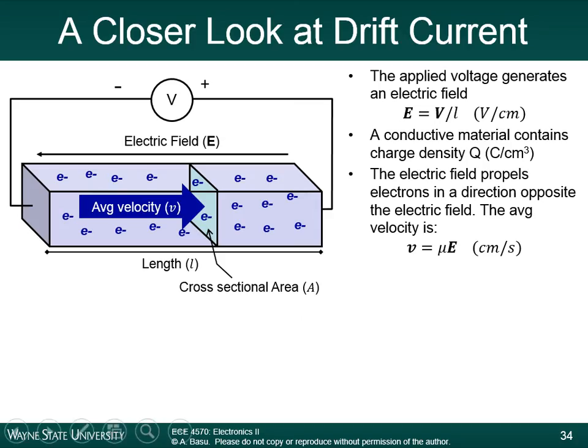So this constant of proportionality is called mu. Velocity is equal to mu times the electric field. The more electric field you have, the more velocity you'll have. This constant mu is a constant for the material. That constant represents how quickly the charges can move through the material. That's what mobility is. Mu is called the mobility of the material.